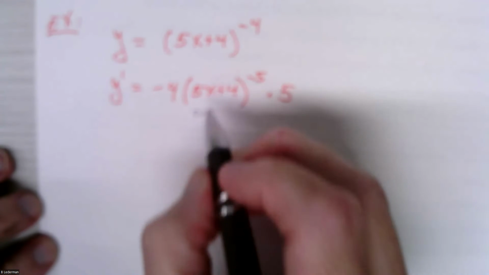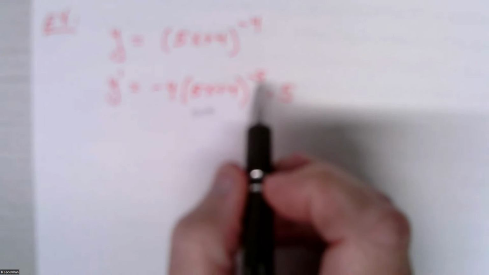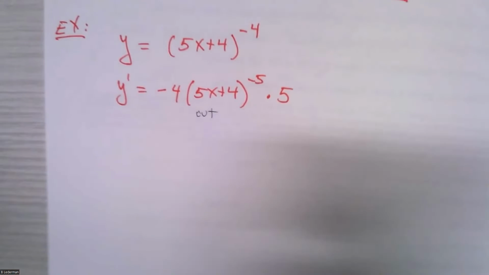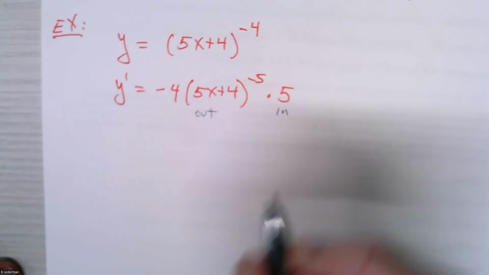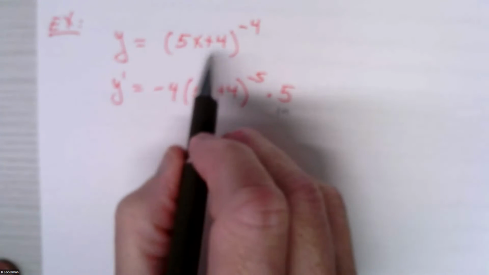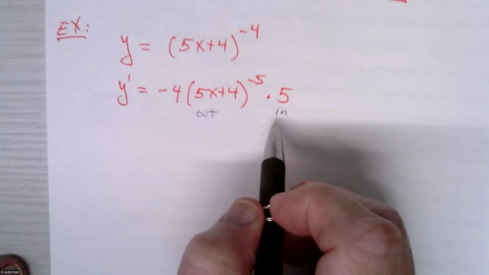Again, that's my outer. So I'm looking at blob to the negative fourth power. So it's negative 4 times blob to the negative fifth power. And that's my inner function, 5x plus 4. So my inner derivative is 5.